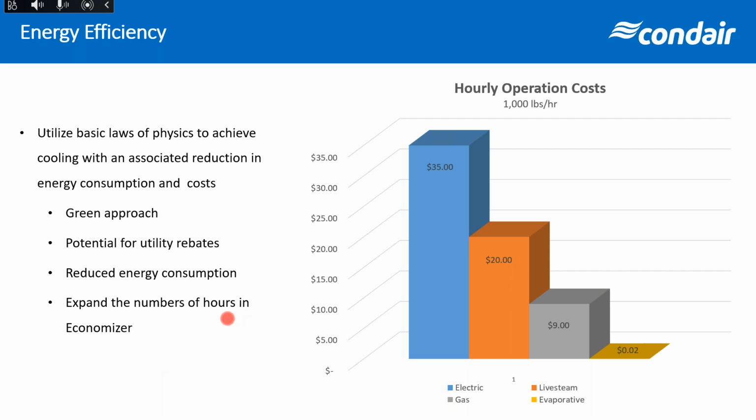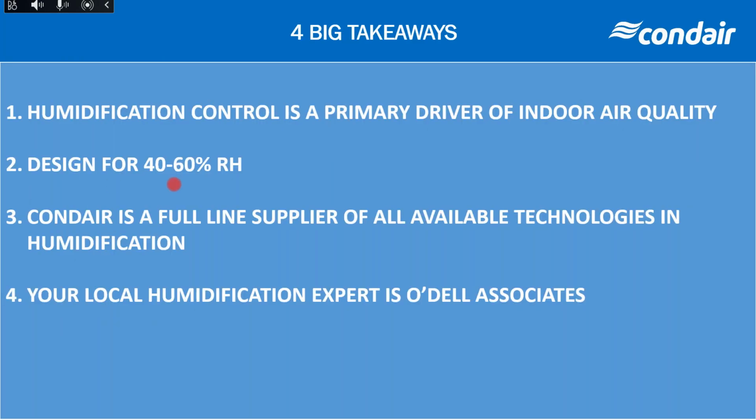So that's kind of the scope of what we want to talk about today. The big takeaways for me on today's presentation, obviously, is Dr. Taylor delivered an amazing presentation on the importance of humidification as a primary driver of indoor air quality. That designs should be looking to maintain between 40 and 60% RH in our spaces.